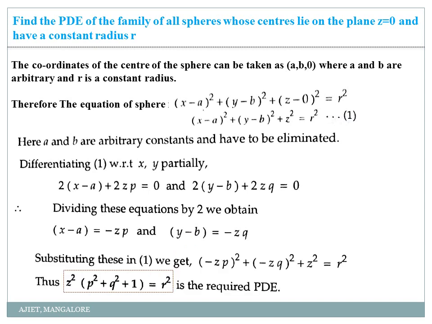Done. So what will be my final answer? Here in the place of x minus a, I have taken minus zp, the whole square. In the place of y minus b, I have taken minus zq, the whole square, plus z square is equal to r square. Minus 1 the whole square is plus 1, forget about that. Z square is common in all three terms, so I have taken z square outside. What is remaining? p square plus q square plus 1, times z square, is equal to r square.